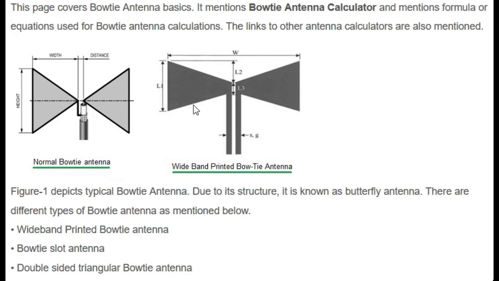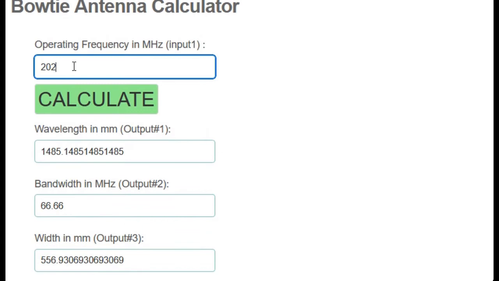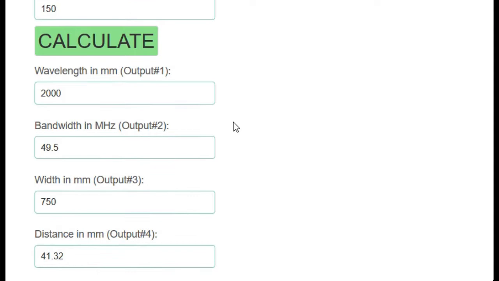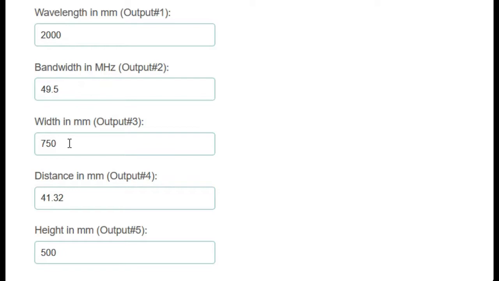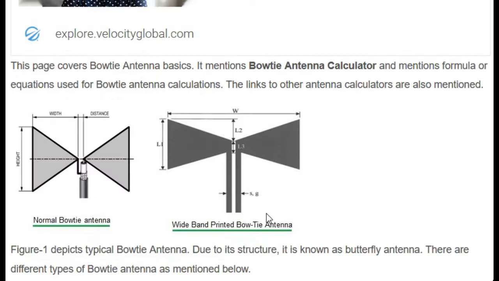I know this is a printed bow tie antenna, and this is the normal bow tie antenna, but to avoid misunderstanding, I keyed in 150 megahertz, and that's the 2 meter band. That's the bandwidth, and here the width in millimeters is 750. But if width here means only half the dipole, then 750 is much too large, because when you have thicker elements than a normal dipole, they should be shorter. So I think this width should be the total length of the dipole.